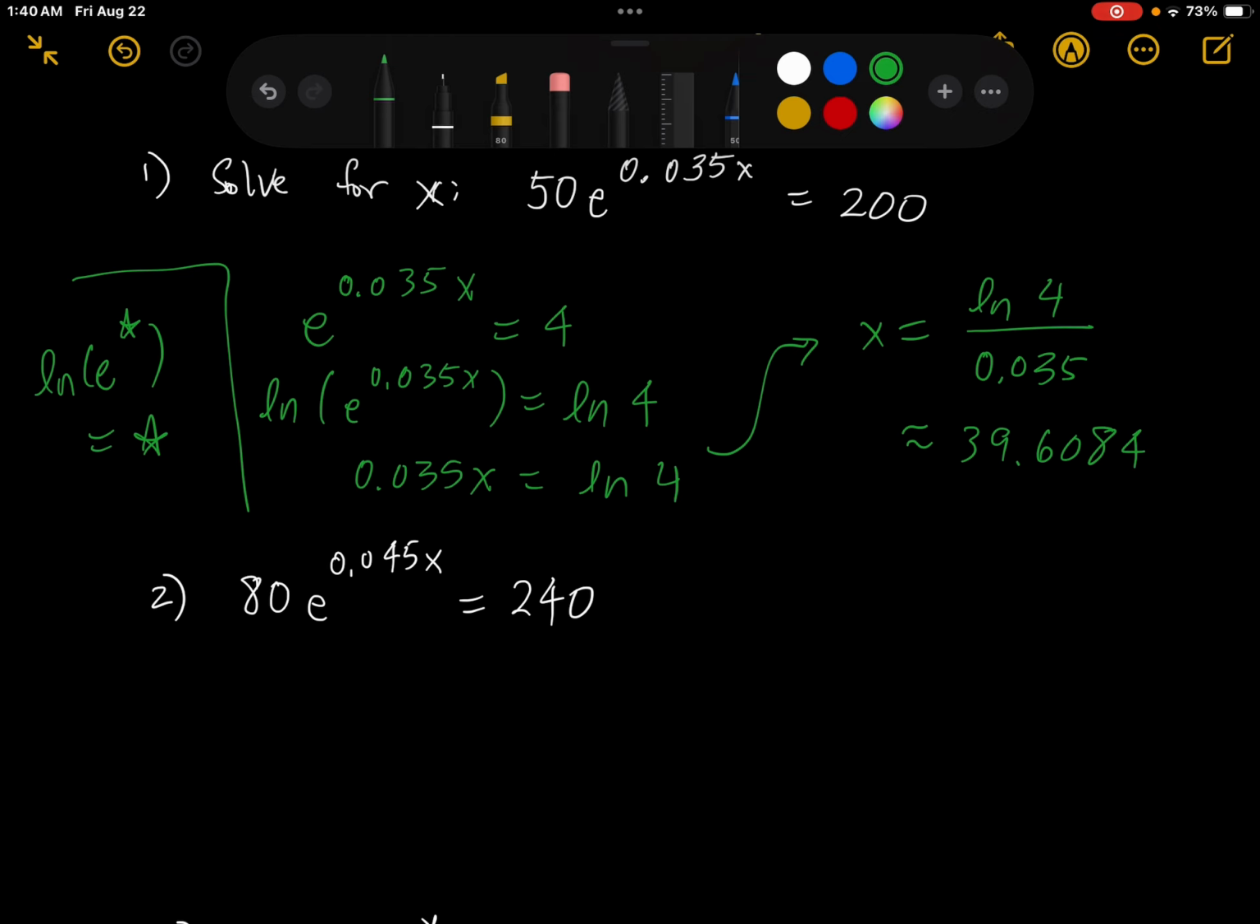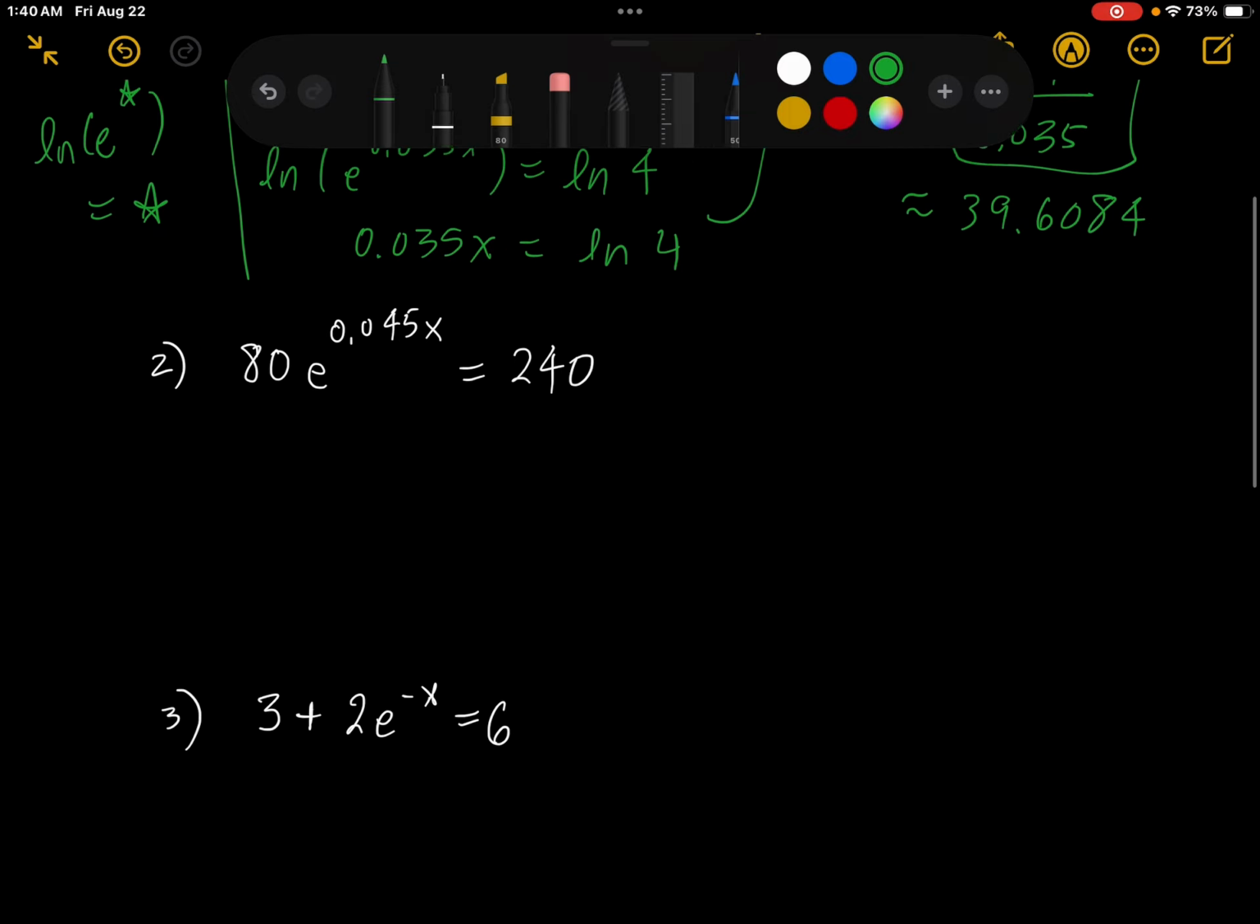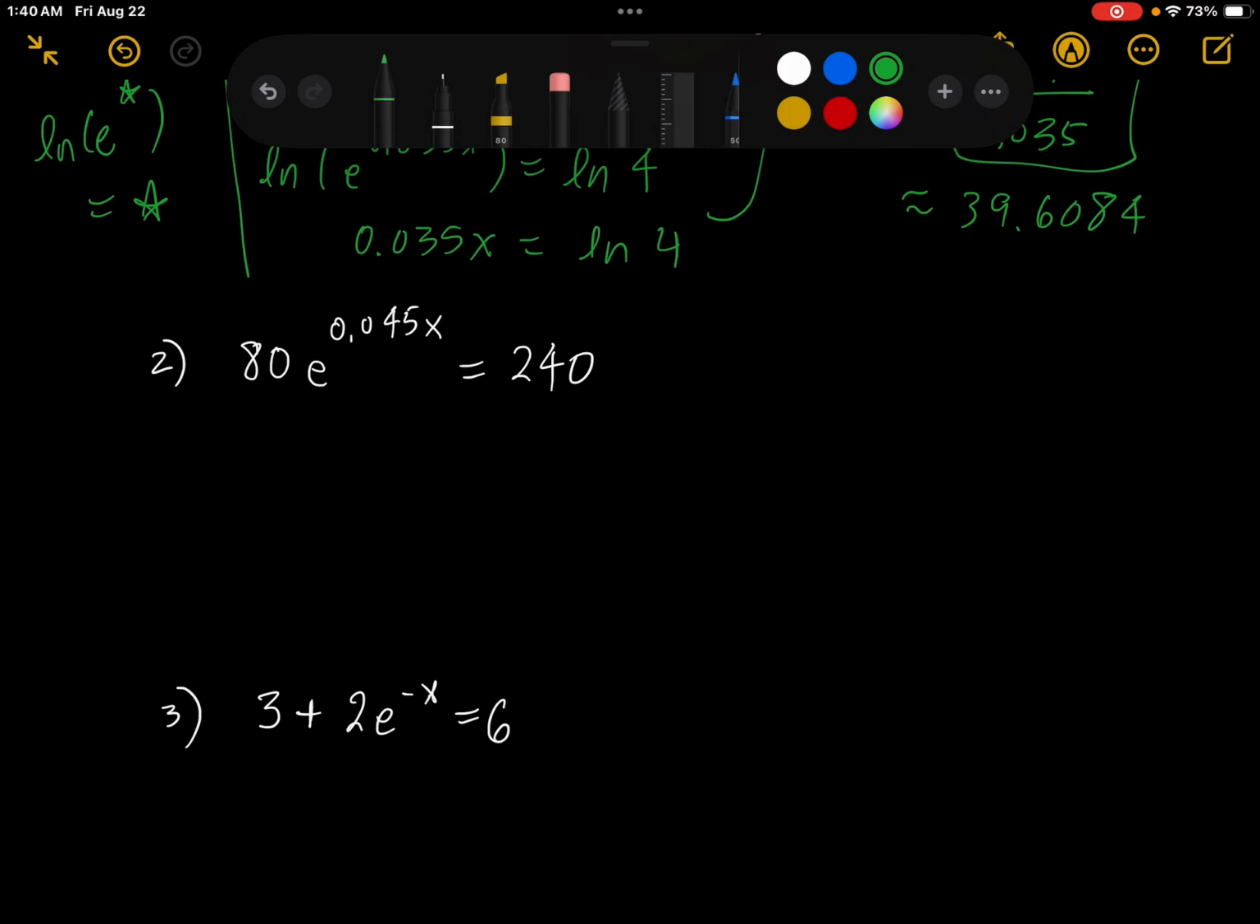Okay, so this is the exact answer. If they just ask you to solve for x, then you would put that. But they might ask you to round it. Okay, let's do number 2. Well, it's pretty much the same as the first one. It's just different numbers. So what's the first step?